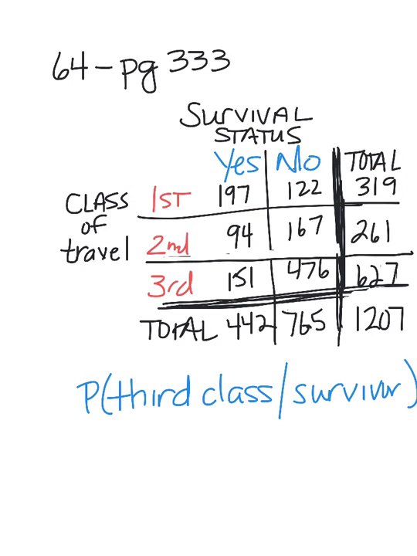Same thing again, the opposite idea, looking at third class. What is the probability that it's a third-class passenger given it's a survivor? So we're going to look at the survivor column. This one's a column. And we're going to look at the third class. And the probability is 151 third-class passengers out of the 442 that survived on the Titanic.